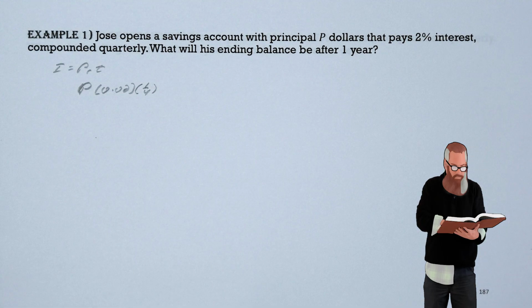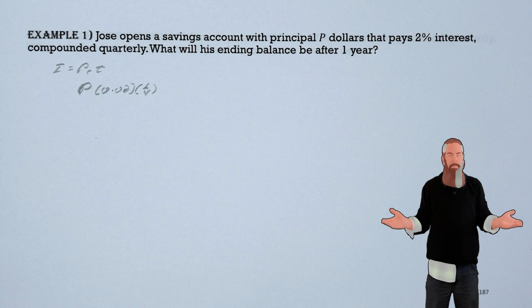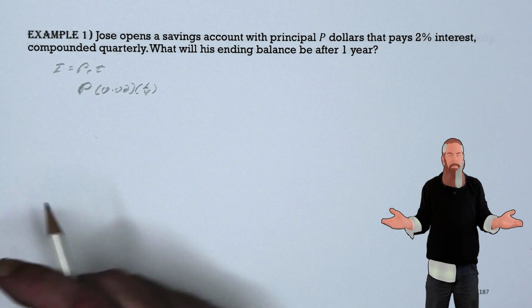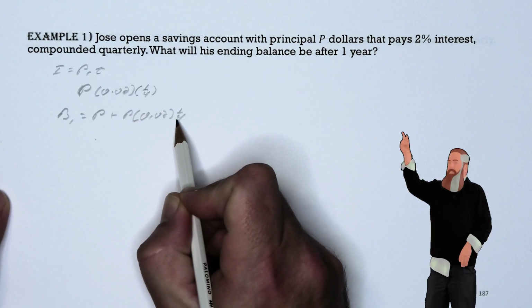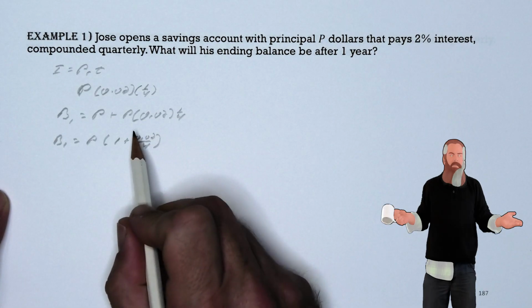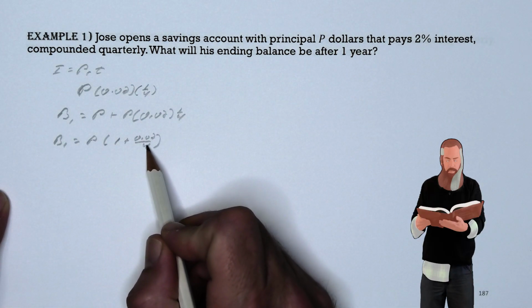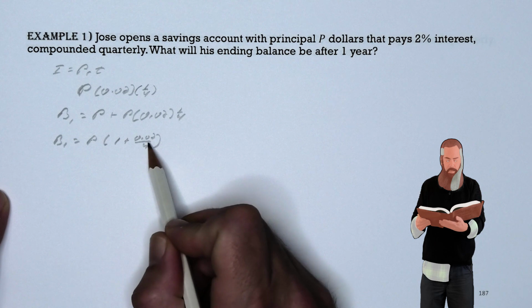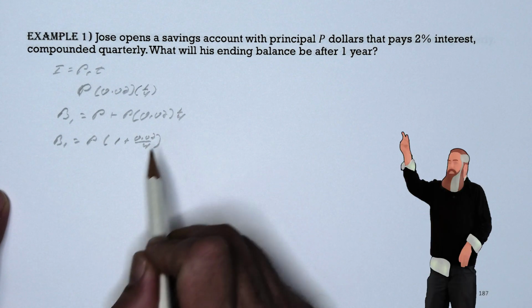Now we're going to let B1 represent the first quarter's ending balance, the sum of P and the first quarter's interest. So P plus P times 0.02 times 1/4. We can factor out the P to get P times 1 plus 0.02 over 4. And this 0.02 over 4 is me just combining the 0.02 and the 1/4.